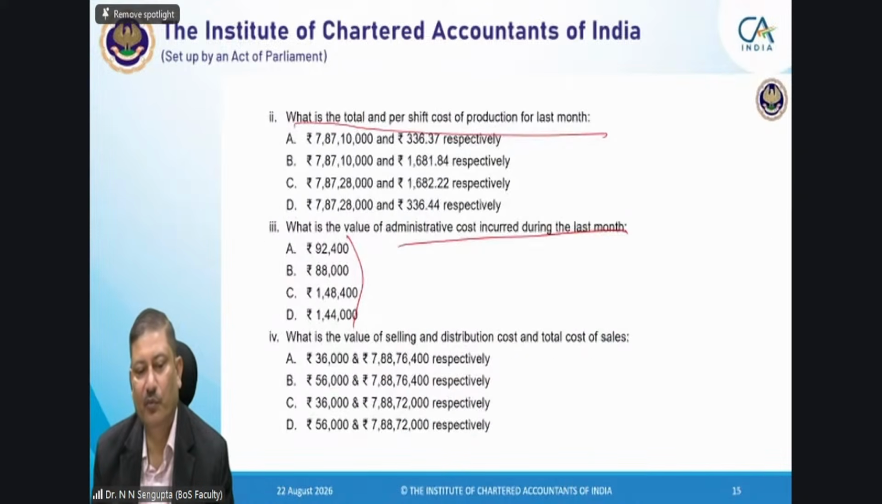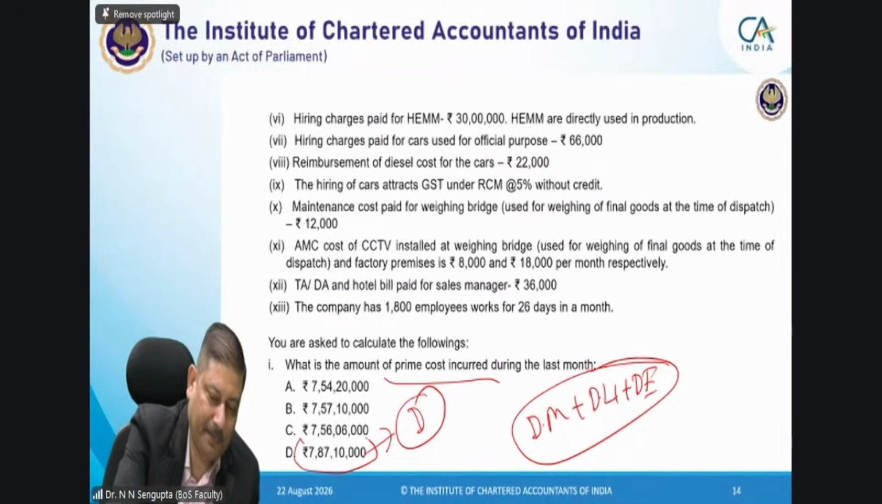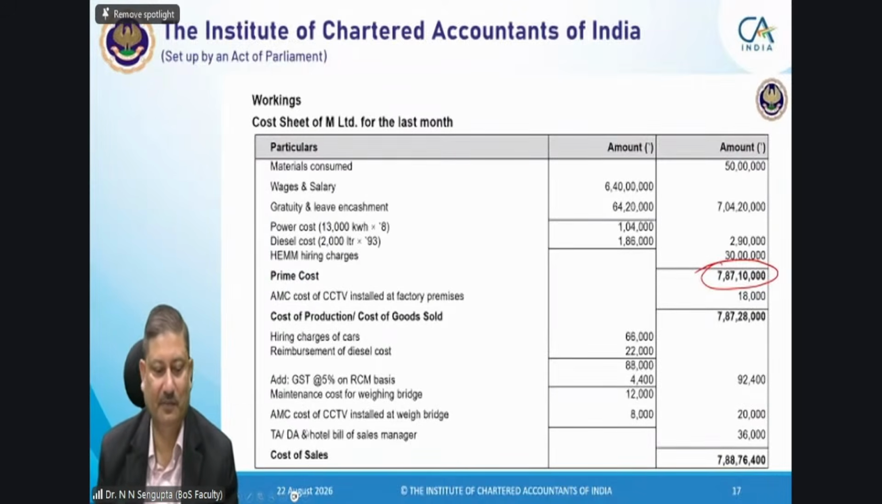Second question, there were two parts to it. One is what is the total and per shift cost of production for the last month? Okay. So total is also there and per shift is also there. So we need to find the answer in two parts. But as I told you, if we can get one part, obviously prime cost we have got here. Now let's see how we are calculating the second one.